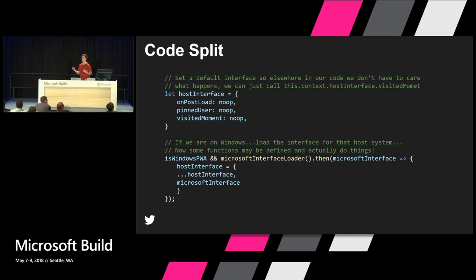We want to create a really rich Windows experience, right? That also shouldn't come at the expense of our Android users or our mobile web users. We don't want them to have to download code that they're not going to use. It's going to eat up their CPU time doing parsing. It's going to eat up their network bandwidth in areas of the world where they might have to pay per gigabyte.